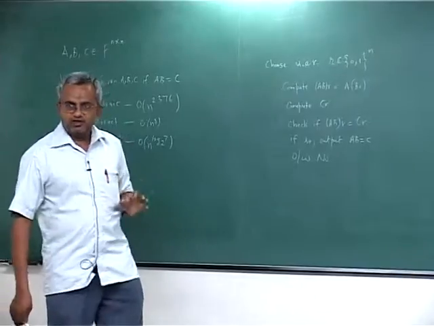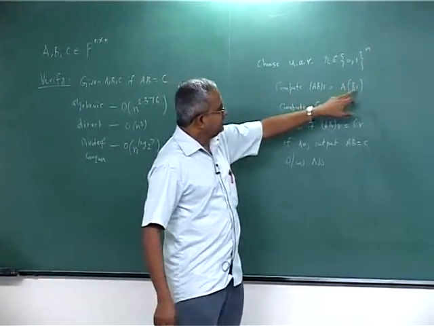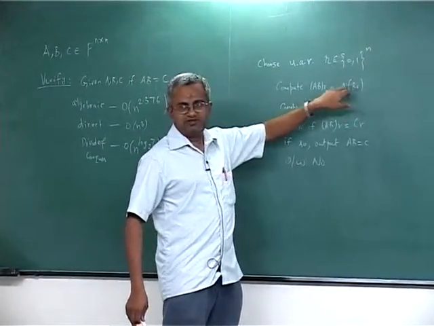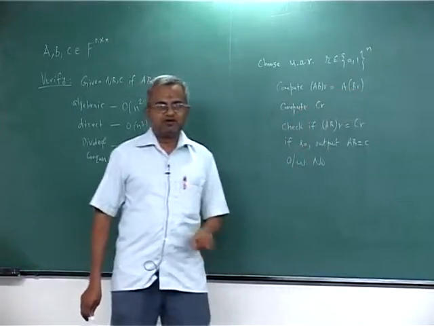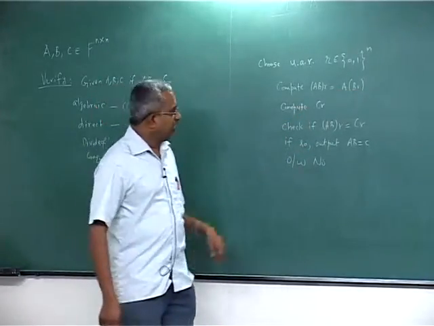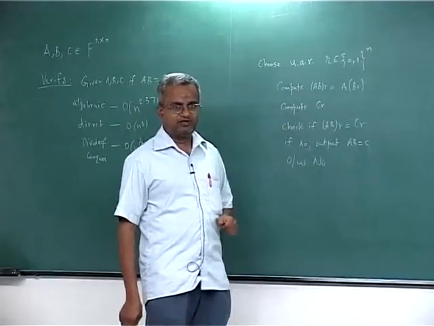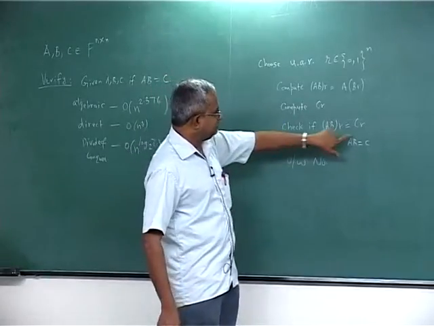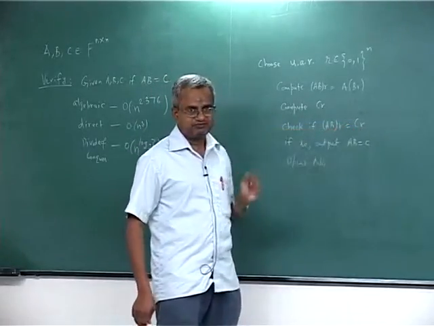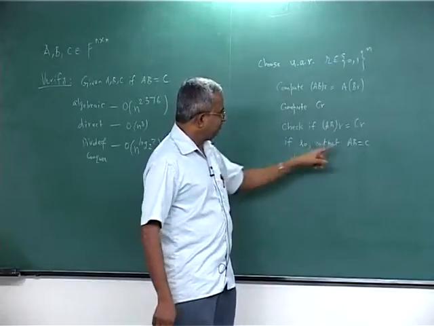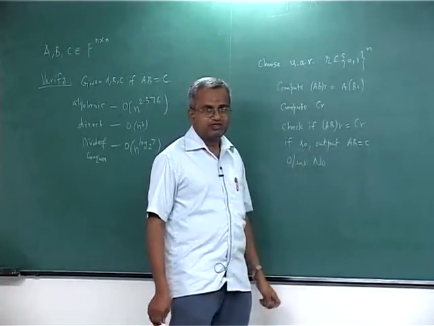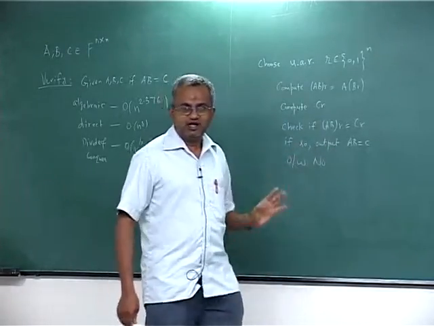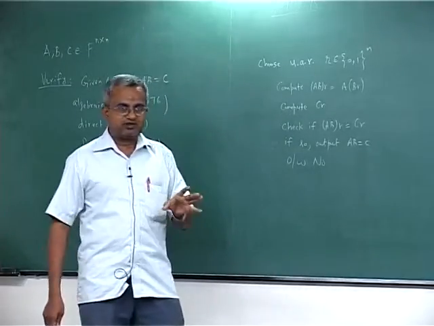Now, take that column vector and post multiply the matrix A with it, and again you get an n by 1 column vector. Do the same for CR, and you get an n by 1 column vector. Just check if these two column vectors are the same, and if so output AB equals C, otherwise no. Now, let us look at this algorithm and analyze it for correctness and time.